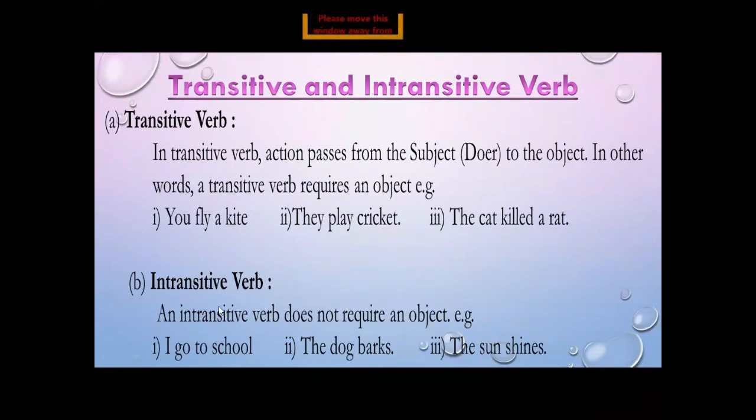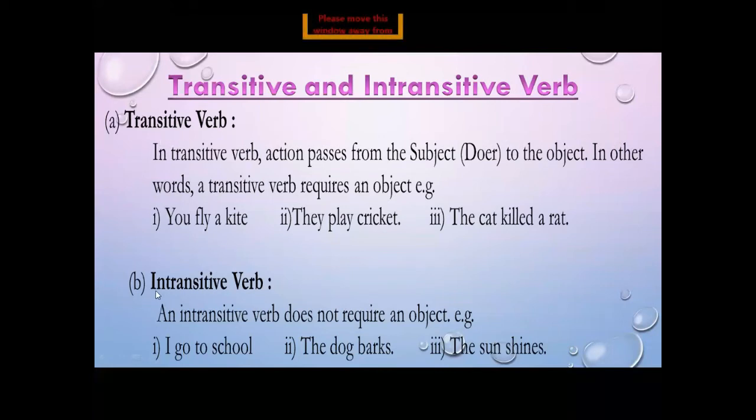So in transitive verbs, it is necessary to have an object. And without object there is no transitive verb, and only transitive verbs can be converted into passive voice. Understood? Only transitive verbs can be converted into passive voice.